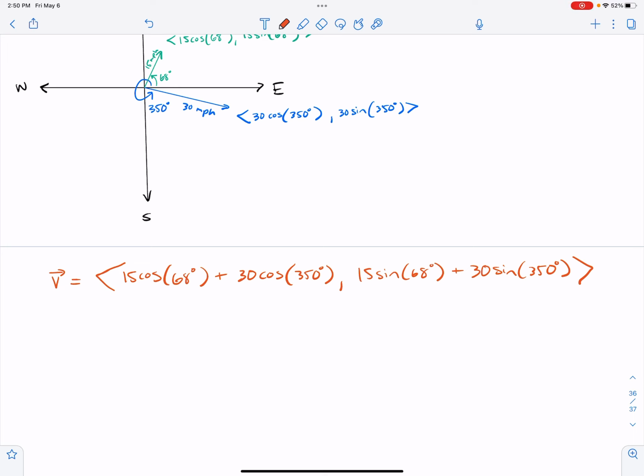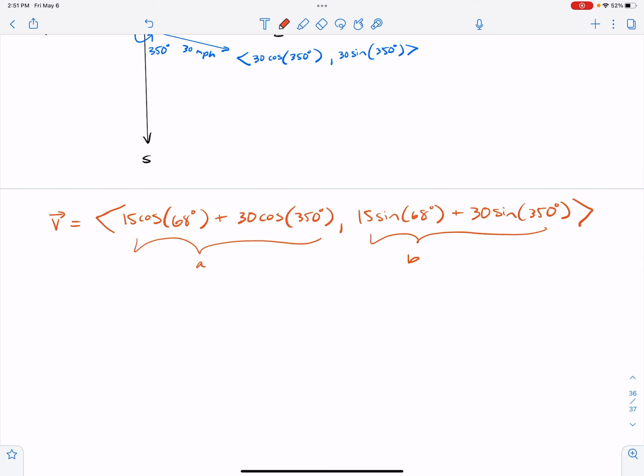So that will represent the resultant vector, right? That's A, that's B. You could store those values in your calculator if you would like, because the magnitude of vector V will be the square root of A squared plus B squared. So if you store those into your calculator, then you don't have to write all of that out. Or I'm assigning them as A and B. If you want to write it all out, you can.